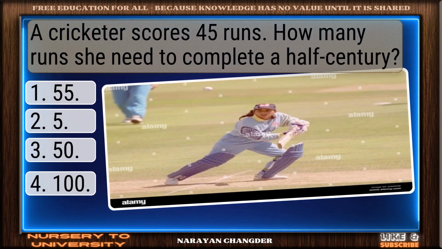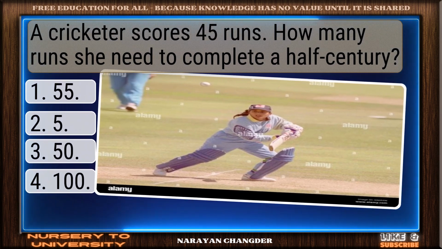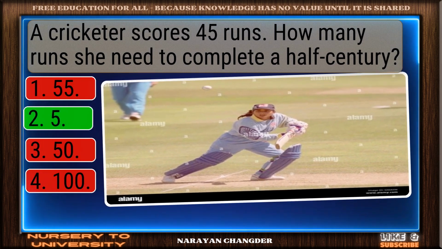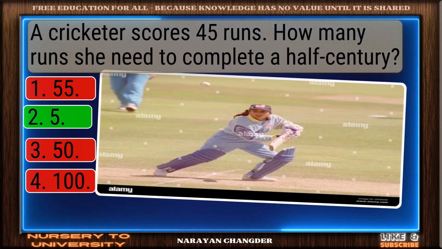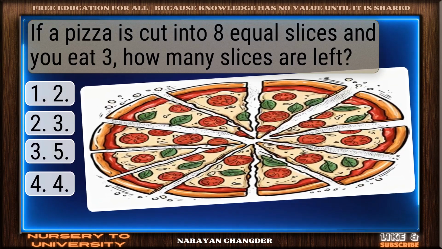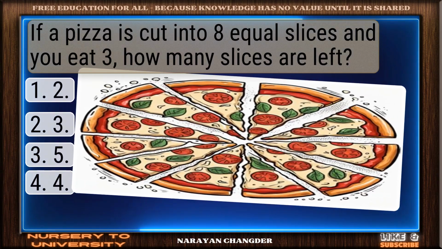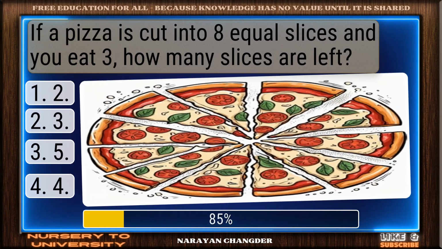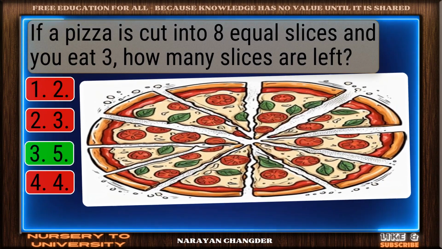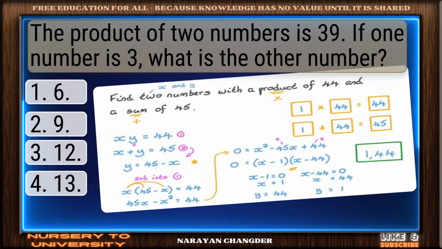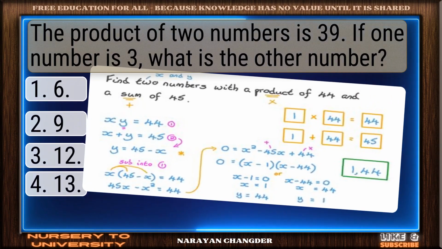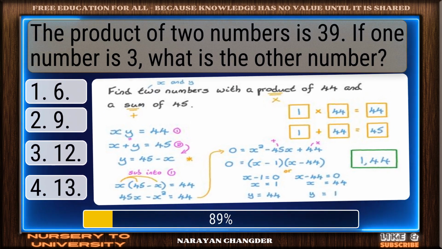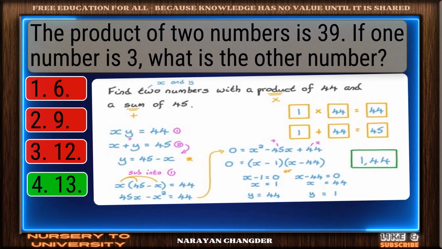A cricketer scores 45 runs. How many runs does she need to complete a half century? Well reasoned. 5 is the correct choice. If a pizza is cut into 8 equal slices and you eat 3, how many slices are left? Right again. 5 is a valid answer. The product of 2 numbers is 39. If one number is 3, what is the other number? Correct. 13 is the right answer.